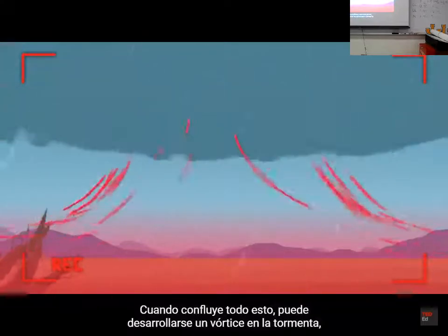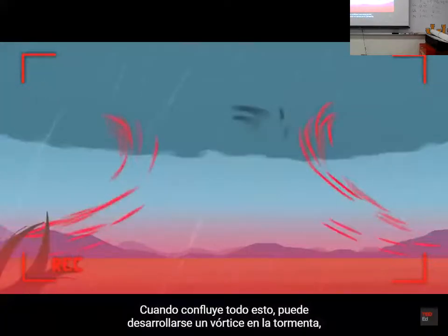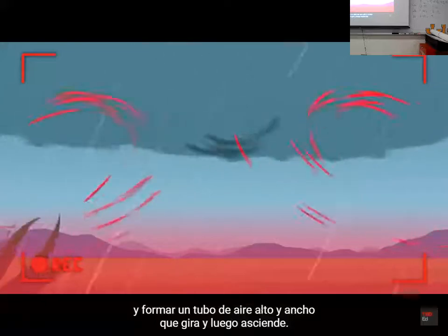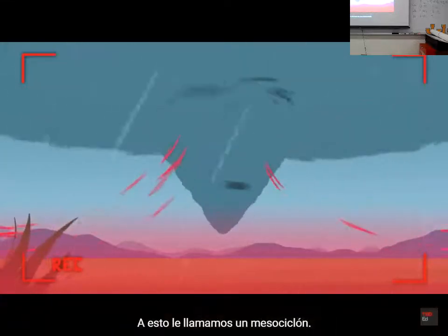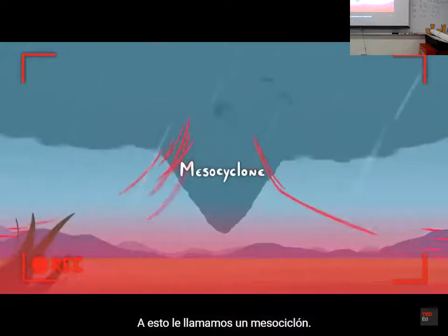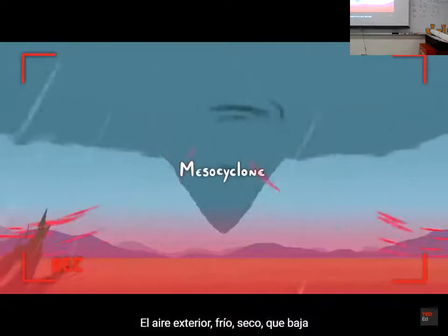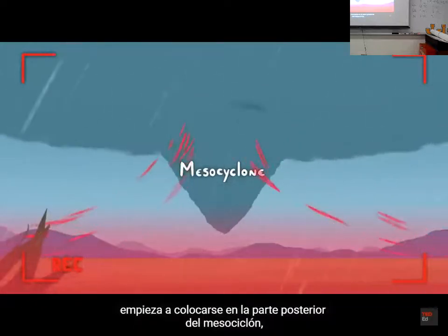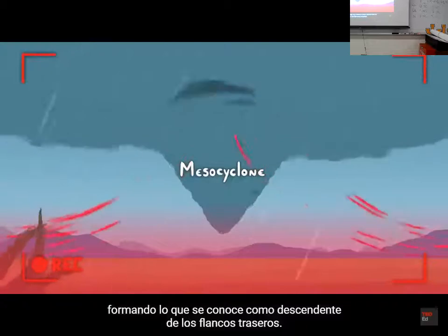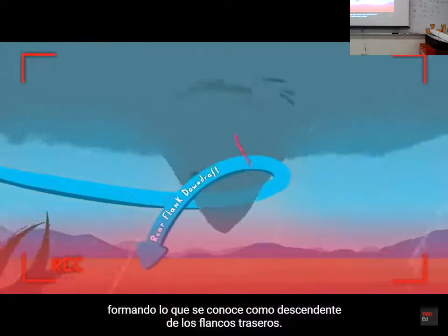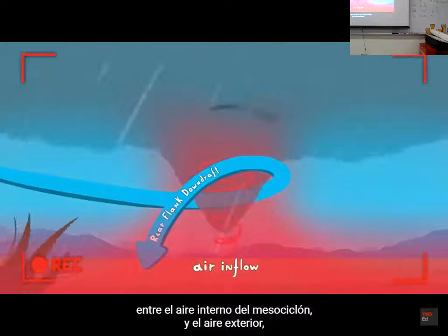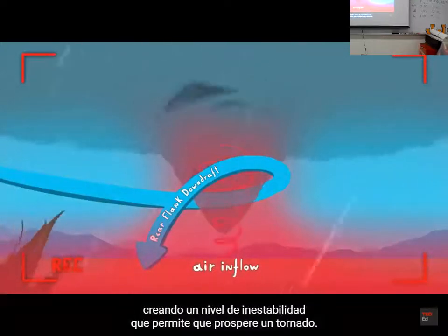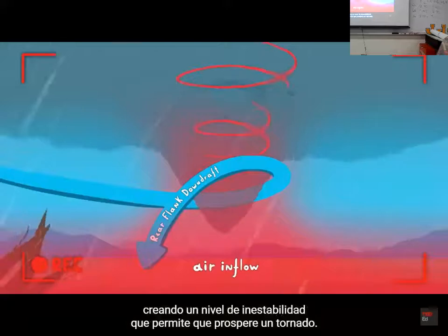When all these things are in place, a vortex can develop enclosed by the storm and forming a wide, tall tube of spinning air that then gets pulled upwards. We call this a mesocyclone. Outside, cool, dry, sinking air starts to wrap around the back of this mesocyclone, forming what's known as a rear flank downdraft. This unusual scenario creates a stark temperature difference between the air inside the mesocyclone and the air outside, building up a level of instability that allows a tornado to thrive.